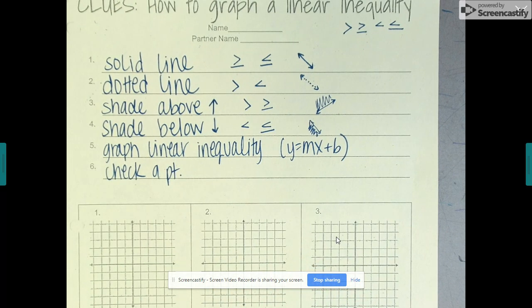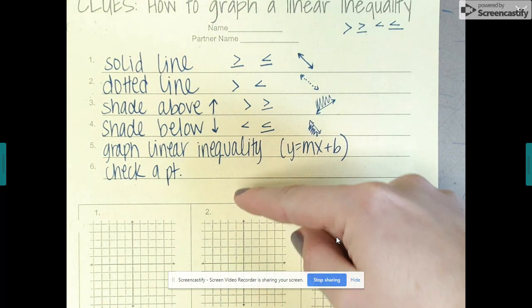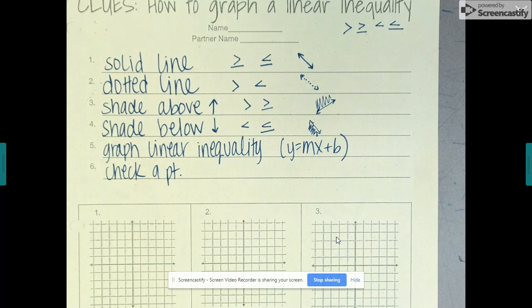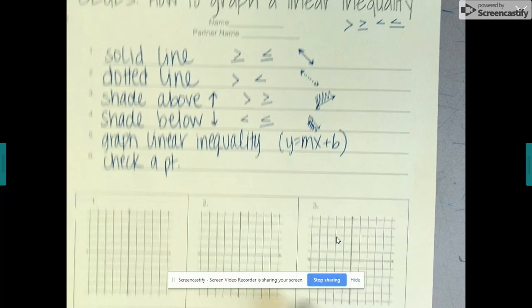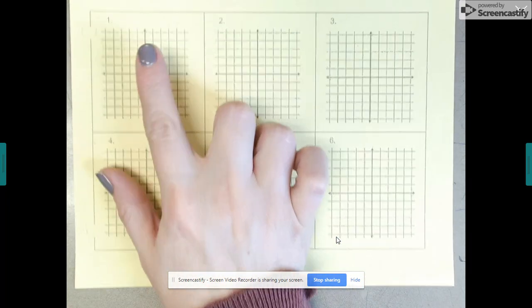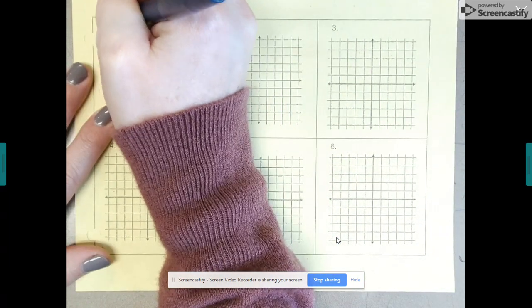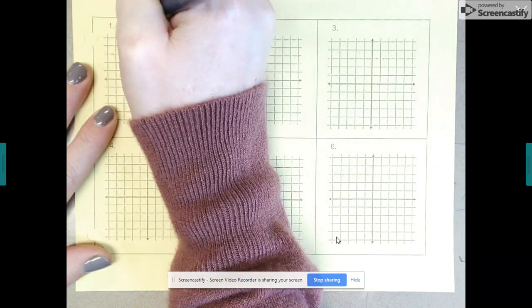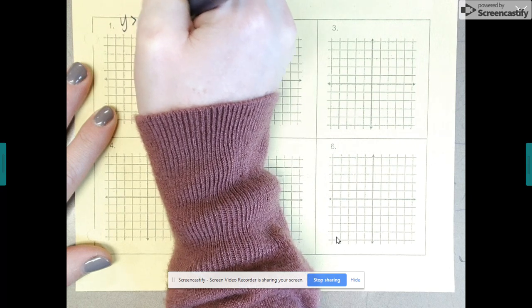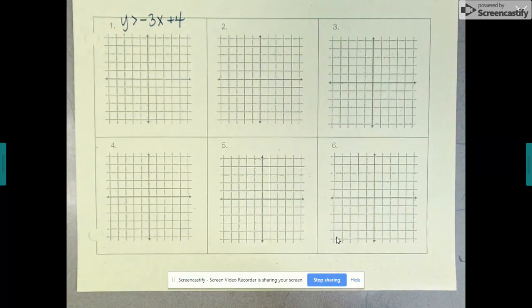Right, so you just got done going through the steps of graphing a linear inequality, okay? So now we're going to do 6 examples. These examples will help you on your worksheet, okay? So let's go to question number 1, and we are going to do y is greater than negative 3x plus 4. Okay, so let's just graph this like we normally do.